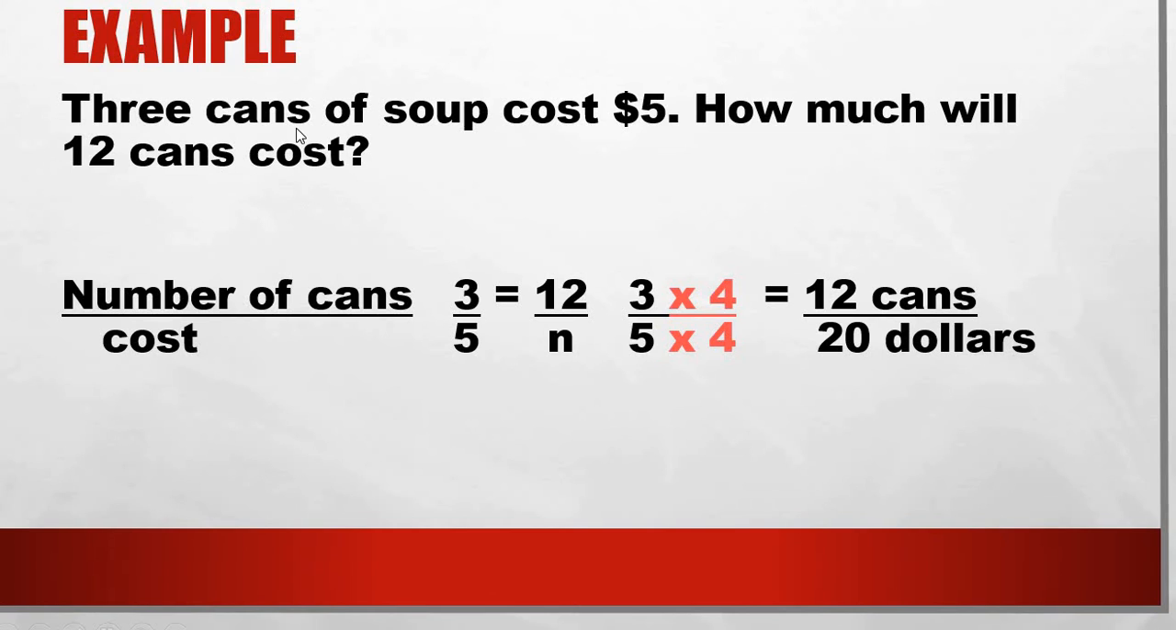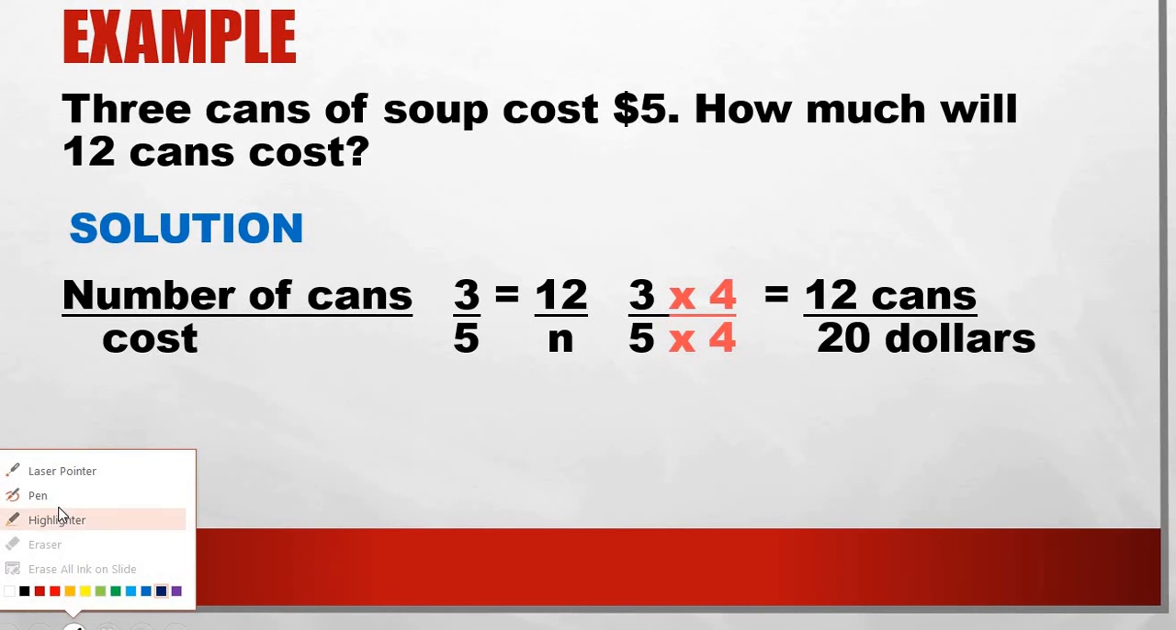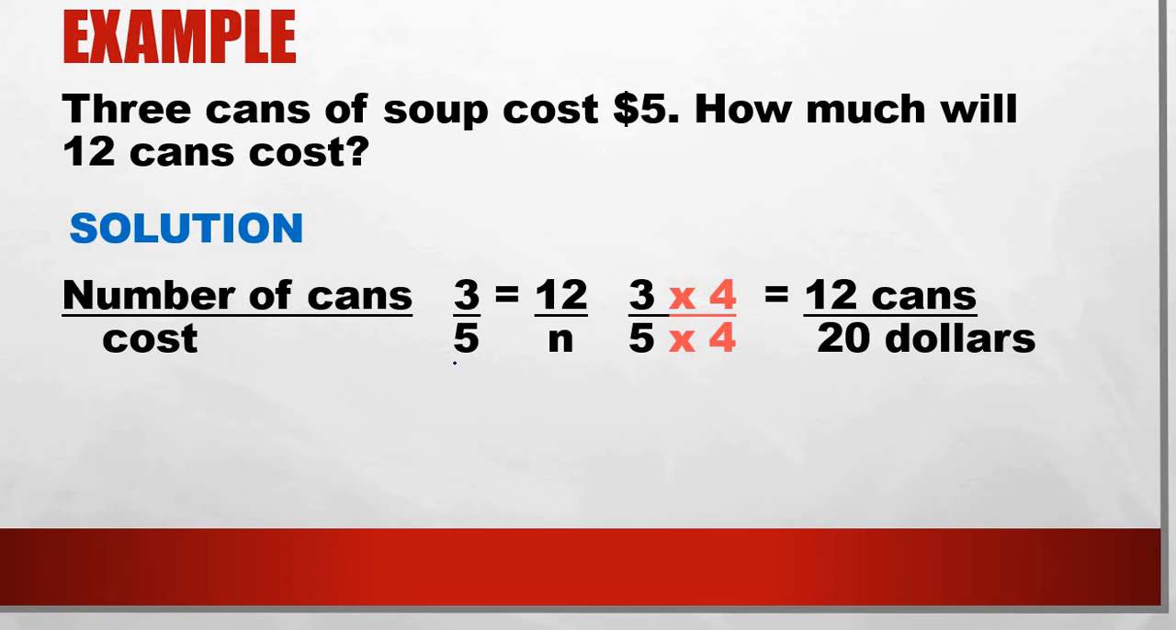Alright, so here is my example. 3 cans of soup cost $5. How much will 12 cans cost? So I'm looking at my solution. I'm taking the ratio as the number of cans to the cost. The first information given is that 3 cans would cost $5, and that is why I'm having 3 over 5 here. So it's an equal sign.